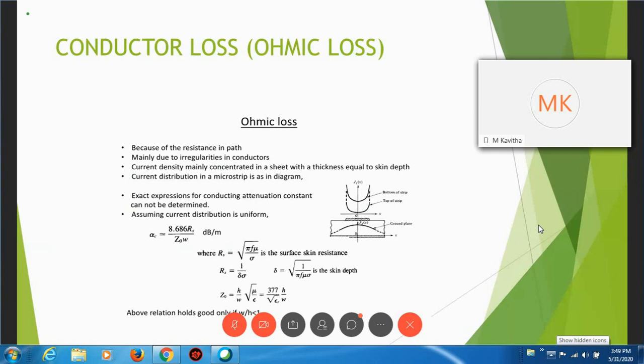Due to the conductivity of the material as well as the skin effect, the resistance of the conductor material increases. So there will be a loss as it increases the current. So due to that, the current path length is increased. So you will be getting some loss. That loss is called conductor loss.